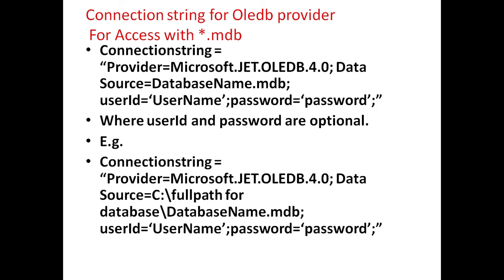For example, here the connection string equals Provider Microsoft.Jet.OLEDB.4.0. The data source is the location of your database, that is the C drive, your path name and the database name with extension. All these are separated with semicolons.